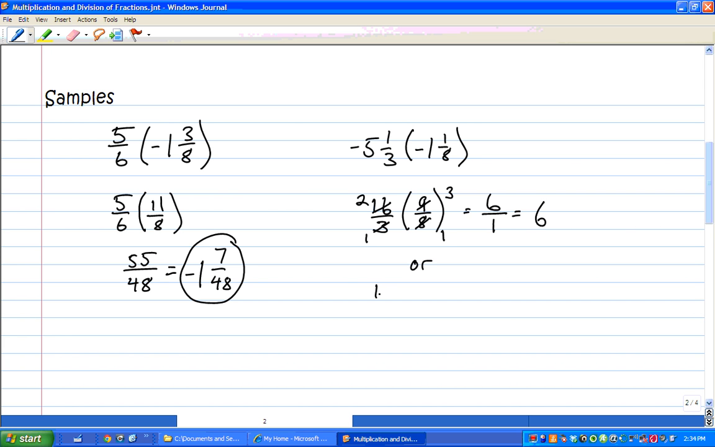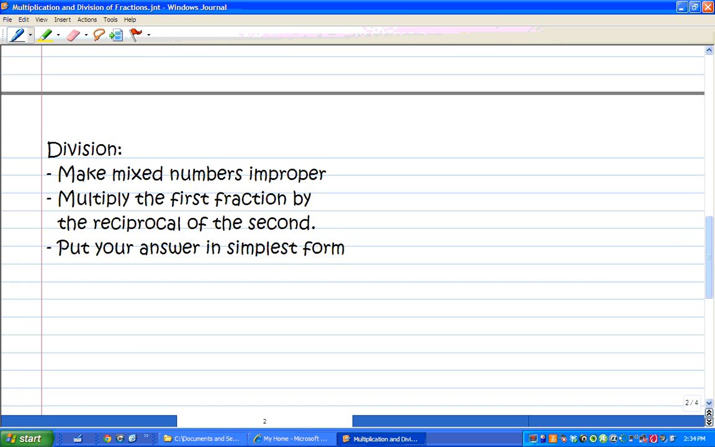Or, what you could have done, 16 over 3, if you don't like the cross simplifying, this will work as well. You could do 16 times 9 is 144, over 3 times 8, 24. And then 24 goes into 144 6 times. Either way it works. All right, moving on to division.